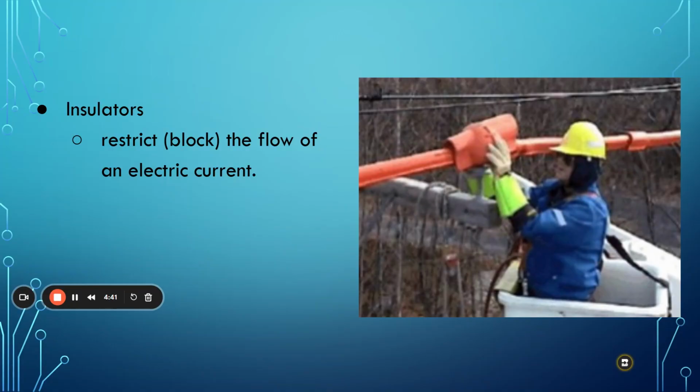Common insulators are things like rubber, which is why if you put rubber into an electrical circuit, that would restrict or block the flow of electrons, because the electrons can't go through the rubber material to complete the circuit. There's all kinds of insulators, and you'll explore and figure out some insulators in just a little bit.